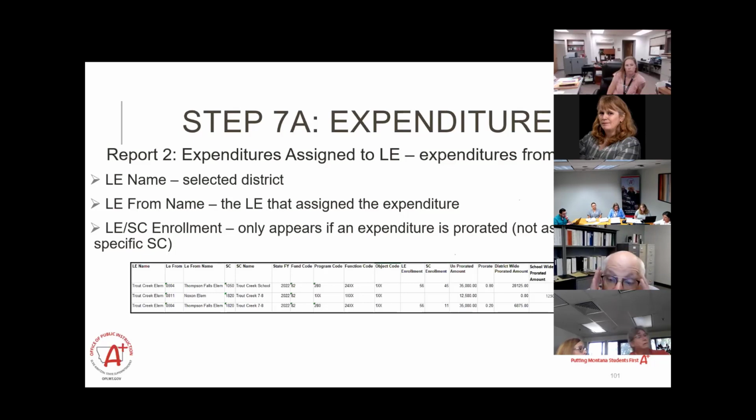All right, so again, report number 2, expenditures from another legal entity. Some important fields here, you're going to have an LE name. That is your district. The LE from name is the legal entity that assigned the expenditure to you. And then you're going to have, again, LESC enrollment, but that only appears if an expenditure is prorated. So I'll explain that a little bit more in a second.